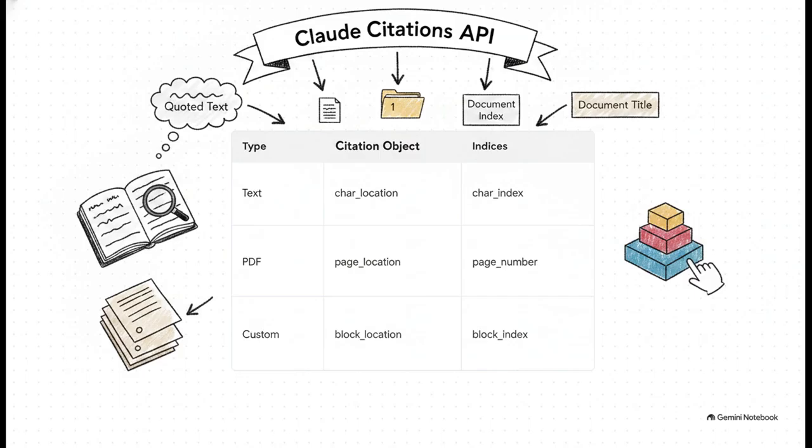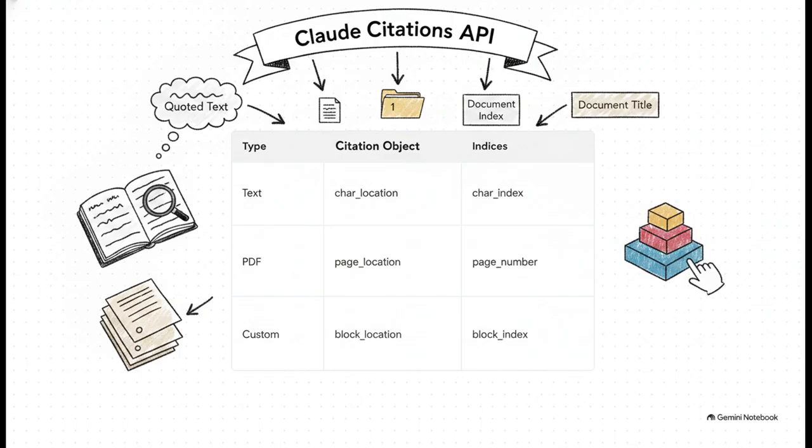Each citation object is kind of like a little treasure map. It contains 4 distinct elements: the quoted text itself, a document index so you know which file it came from, the title, and, crucially, a precise location marker. And what's really cool is how this adapts perfectly to whatever file type you're using.